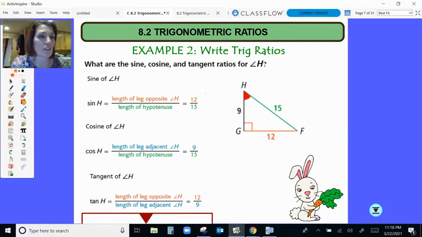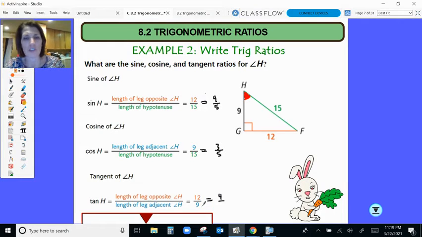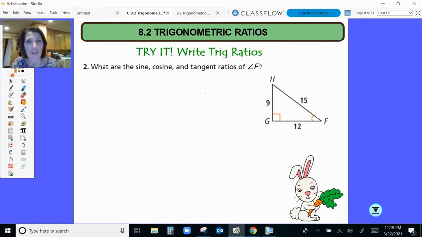Now, usually when we're doing these, we want to make sure we reduce these fractions. 3 will go into both 12 and 15. So 3 will go into 12 4 times, and 3 will go into 15 5 times. The ratio would be 4/5. Same thing here: 3 will go into both of these 3 times, and 3 will go into that 5 times. And same thing here: 3 goes into 12 4 times, 3 goes into 9 3 times. And so when we're doing those ratios, make sure you are also simplifying.